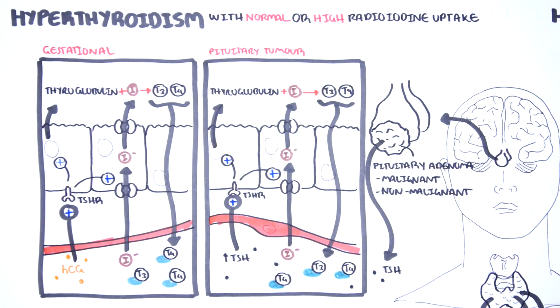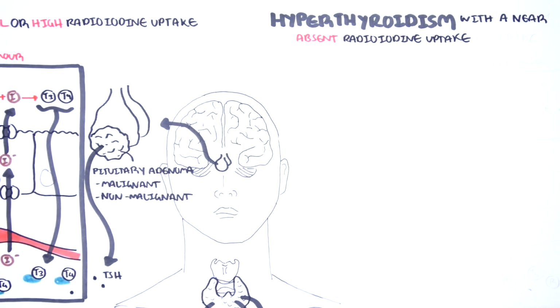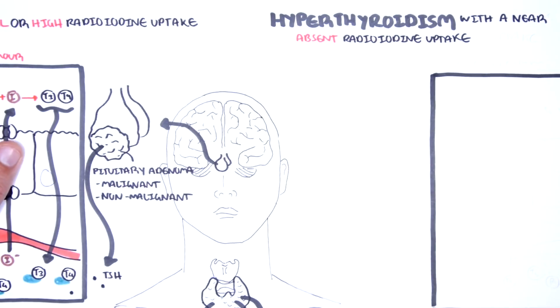The causes of hyperthyroidism we have discussed so far are all examples of an increase in thyroid hormone synthesis. This is why these examples are categorized as hyperthyroidism with normal or high radioiodine uptake, because an increase in thyroid hormone synthesis means more iodine needs to be taken up. The other cause of hyperthyroidism is where there is near absent iodine uptake, which means there is no actual increase in thyroid hormone synthesis in the thyroid gland.